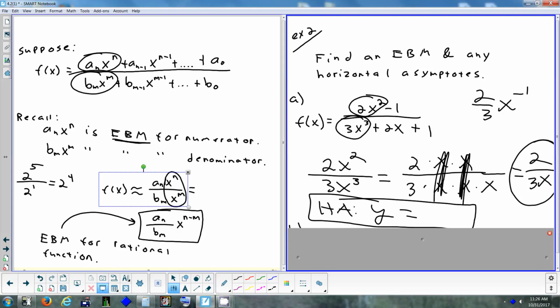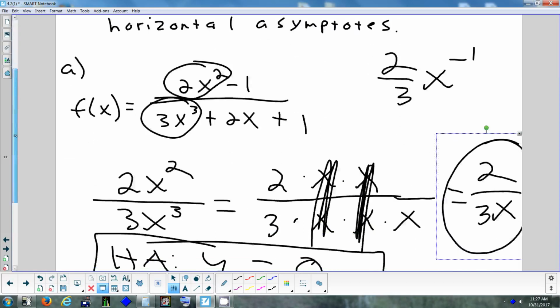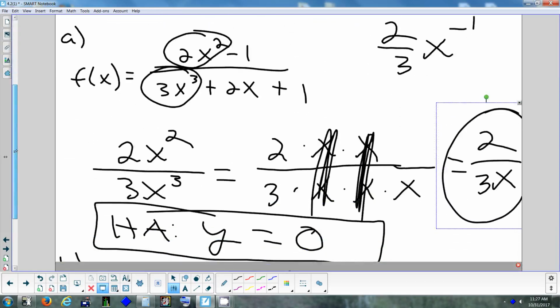What happens to this fraction as x gets really big? It gets closer to 0. If x was 10, you'd have 2 divided by 30. If x was 100, you'd have 2 divided by 300. If x is 1,000,000, you'd have 2 divided by 3,000,000. It's getting smaller and smaller, approaching 0. Will it ever reach 0? No. It can't reach 0 because even if you take 2 and divide by 1,000,000,000, it's still not 0. Very, very small, but not 0. So any question on how we found the EBM or the horizontal asymptote?